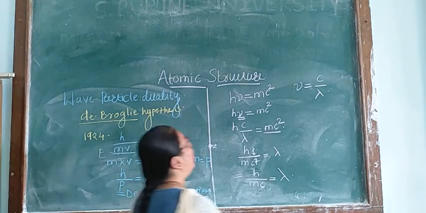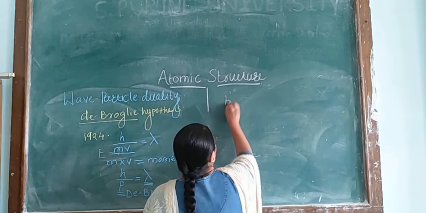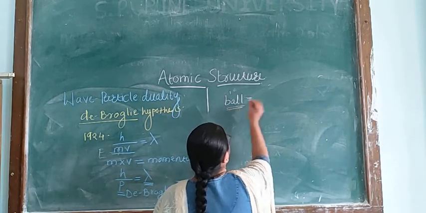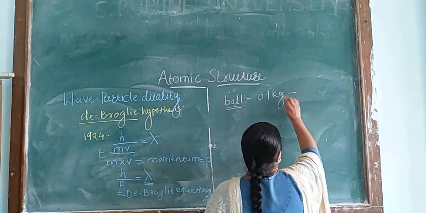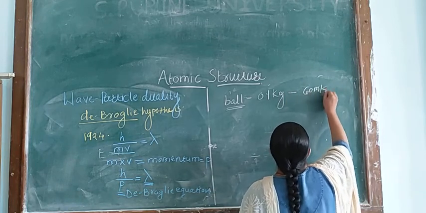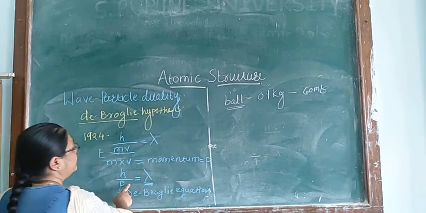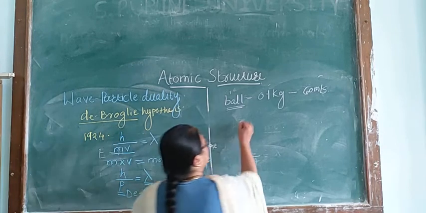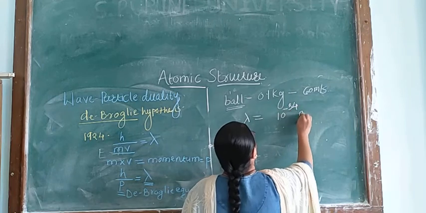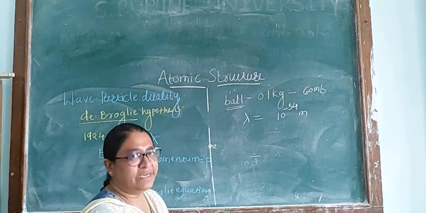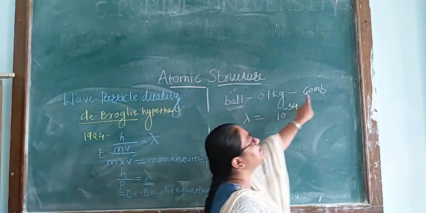If we consider a ball of about 100 gram, that means 0.1 kg. This is a macroscopic particle I have considered, which is 0.1 kg in mass, and its velocity is 60 meter per second. If you substitute these things here, the lambda value comes out to be in the order of 10 to the power minus 34 meter. Now the macroscopic object is considered. This is its mass, this is its velocity.